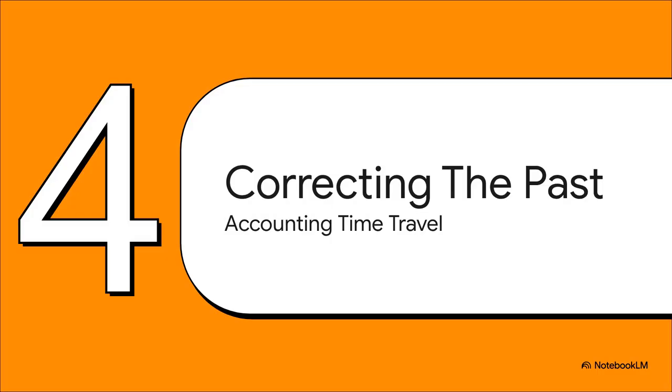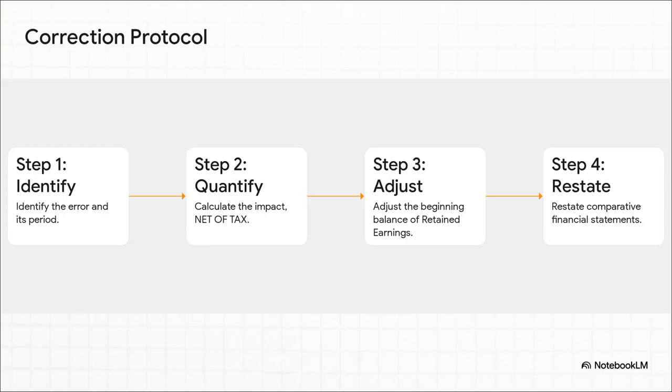All right, we've found the error, we've identified its type. Now for the main event. How do we actually perform the accounting time travel to fix it? This is the procedure you absolutely have to know cold. Pay close attention, because this is the money shot right here.